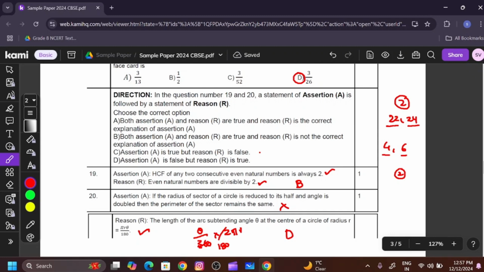That's all for this section A. I'm stopping it here. We'll continue with section B in the next video.